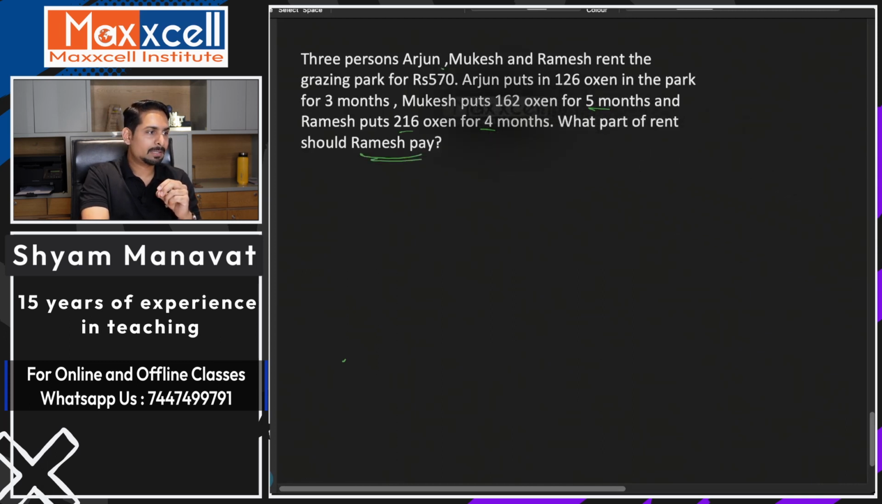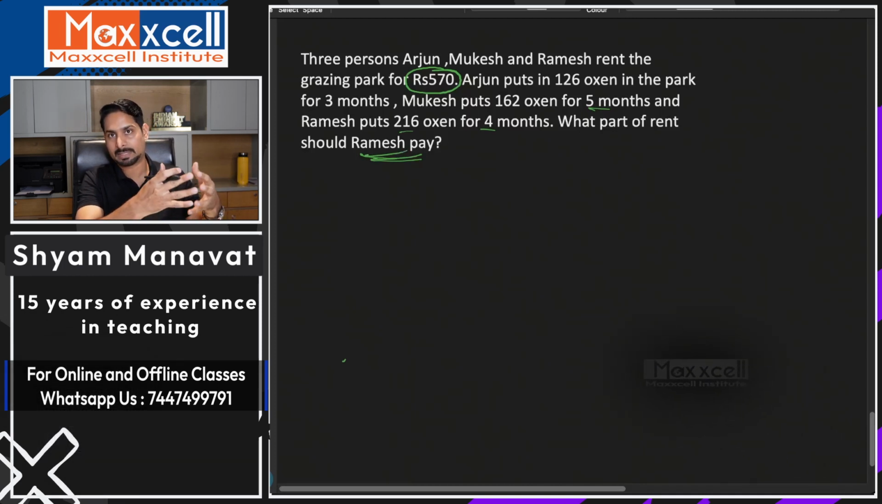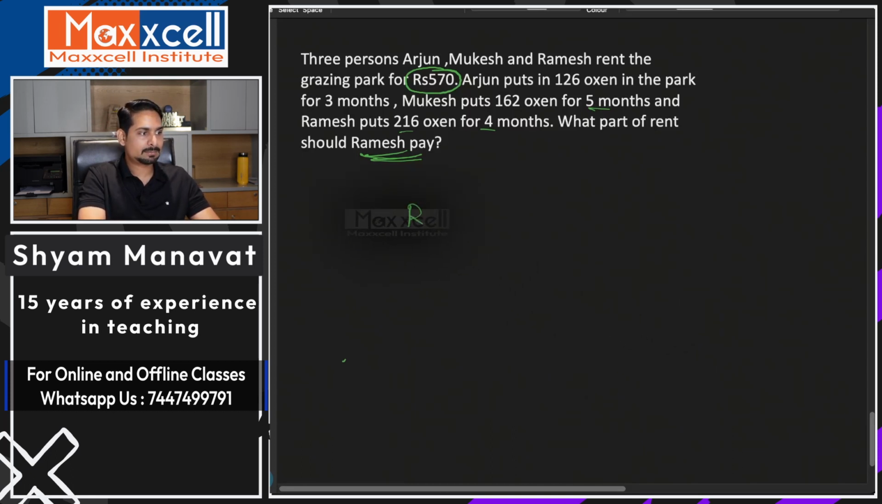So total rent paid is this much. We have solved a similar question in the previous lecture, so I'm sure you should be able to solve this. Total rent paid is this, and with these conditions, what is Ramesh's payment? The share of Ramesh, how much rent he has to share, right? So here what you have, you got rent, you got number of oxen, then you got time, that is months.